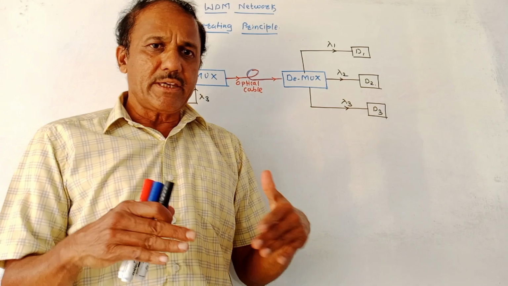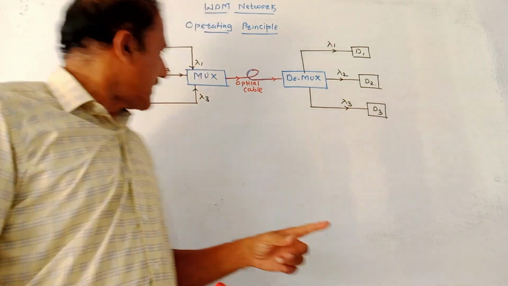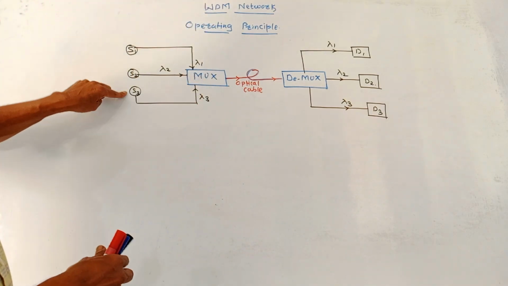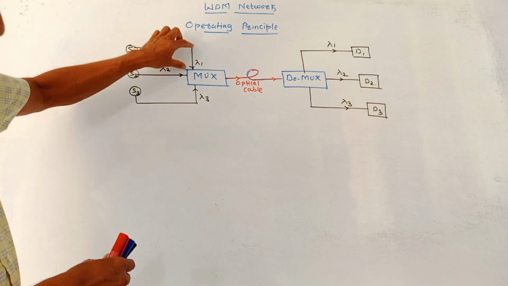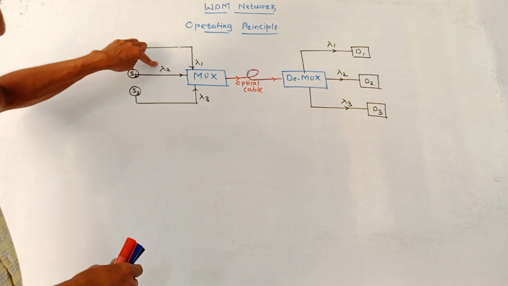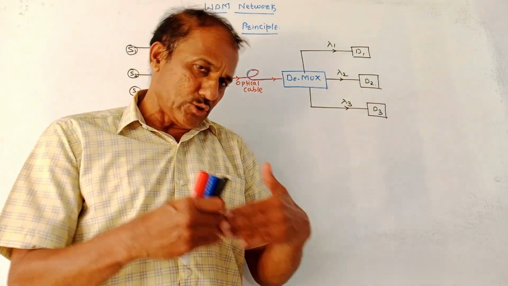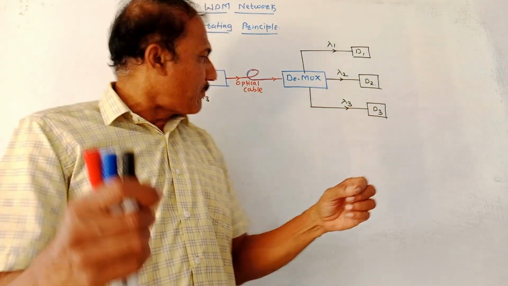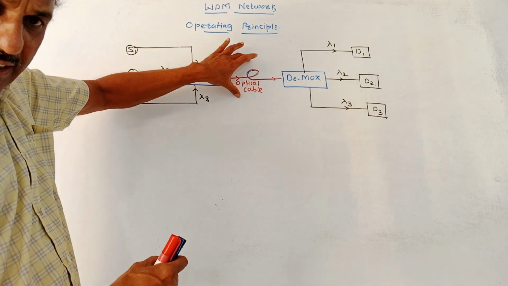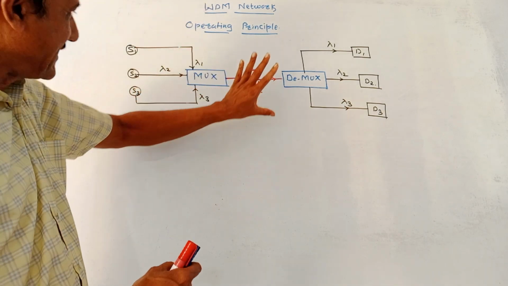Suppose we are making use of three light sources which are denoted by S1, S2, S3. The corresponding wavelengths are lambda 1, lambda 2 and lambda 3. We want to transmit all these light rays, all these wavelengths through a single fiber optic cable. So this is the optical cable through which we want to transmit these wavelengths.